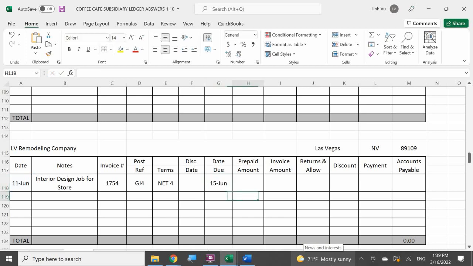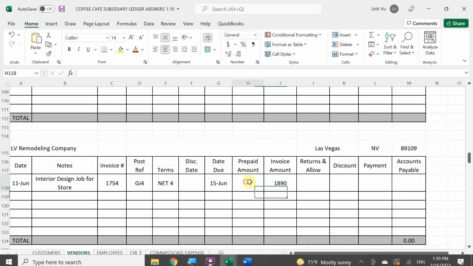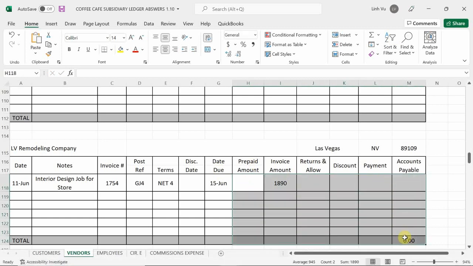It is due on the 15th. Good. No payments. However, on our bill, it told us that we owe $18.90. Okay. So let's practice that formula once again.